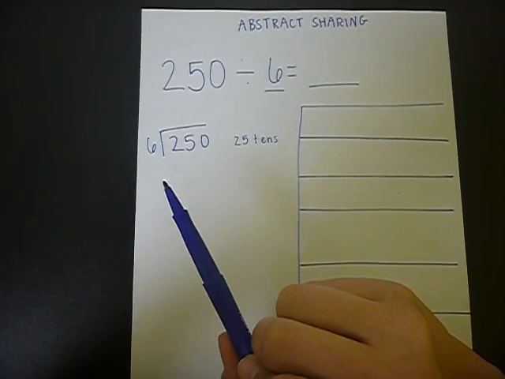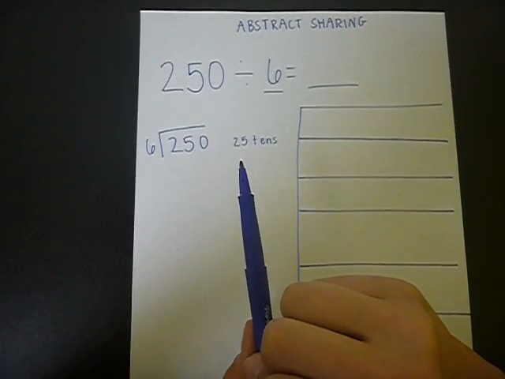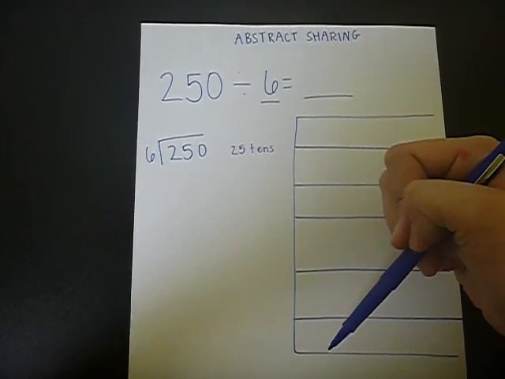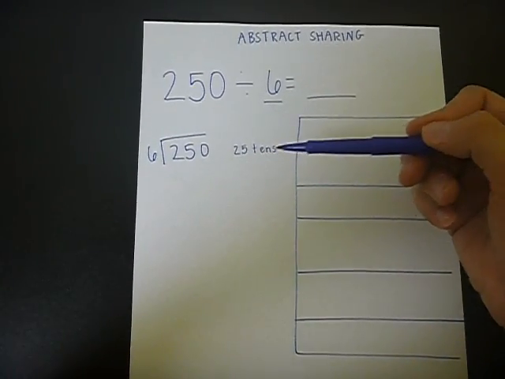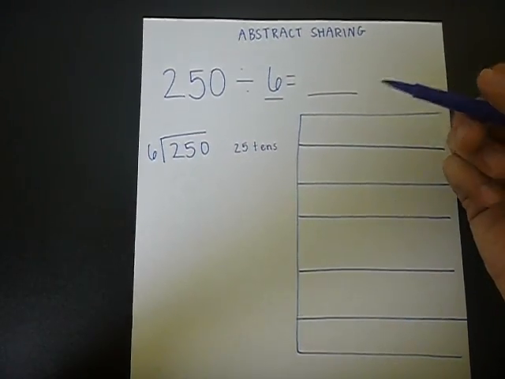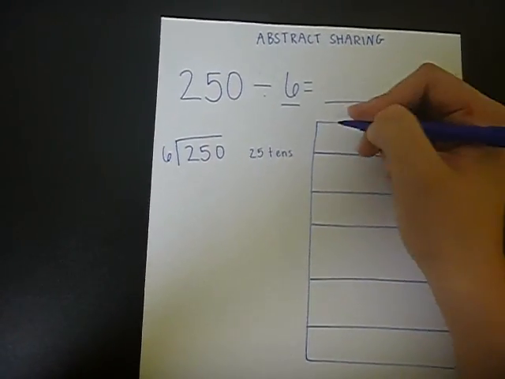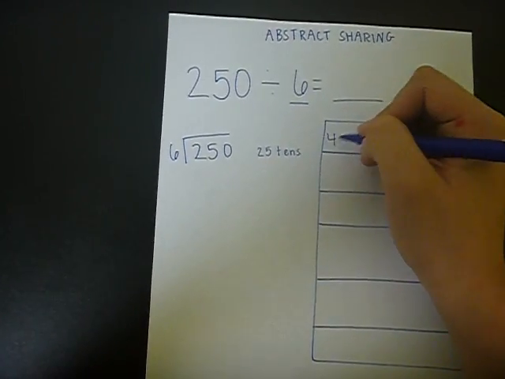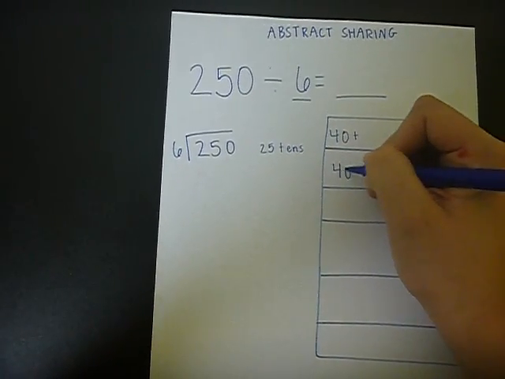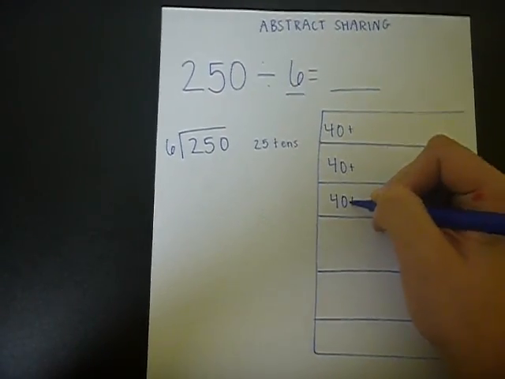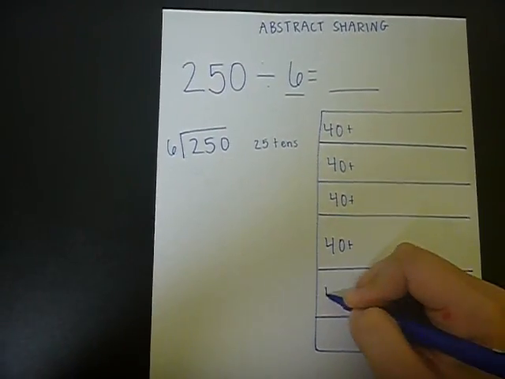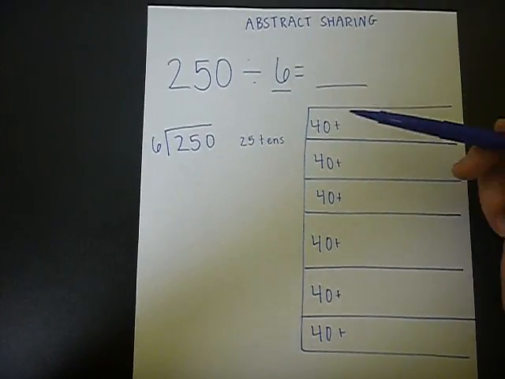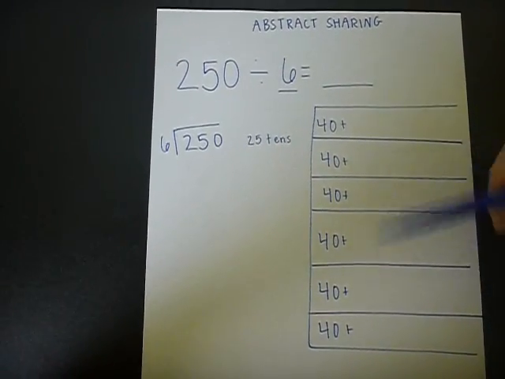However, I know as a strong mathematician that I can share out 4 tens in each group, and that's going to get me 24 tens in total. I'm going to do that now. Instead of drawing out 4 tens in each group, I can write out 40. This saves time and is a little bit more neat in my work. Great. I've shared out some of my tens so far.